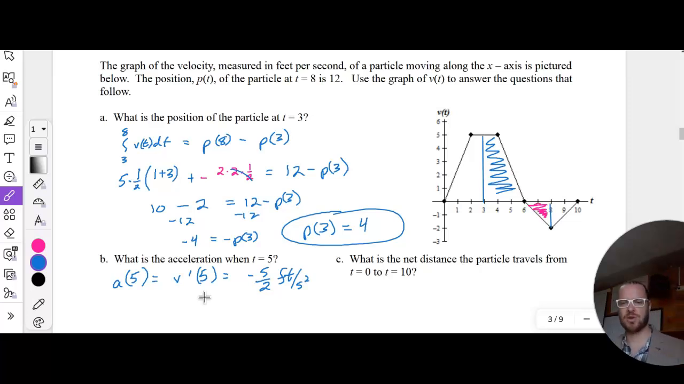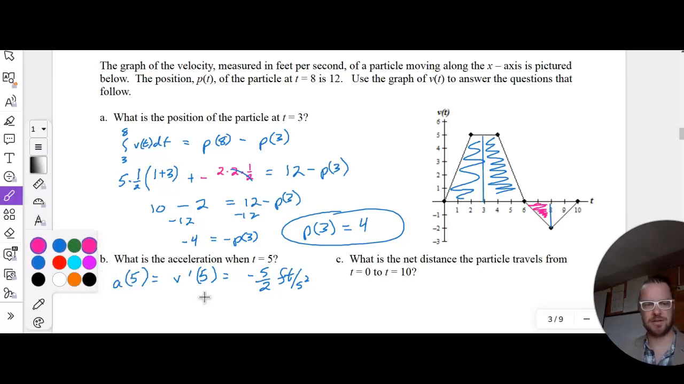All right. What is the net distance the particle travels from 0 to 10? Okay, well, this is not quite as difficult as it looks because we have already found some of these areas. This area here will be identical to this one, which we had just found over here to be 10. And then this triangle down here, same thing. It's going to be the same as the one that we already calculated, 2 times 2 times 1/2. So when we put all that together, instead of this being 10, it's going to be 20.